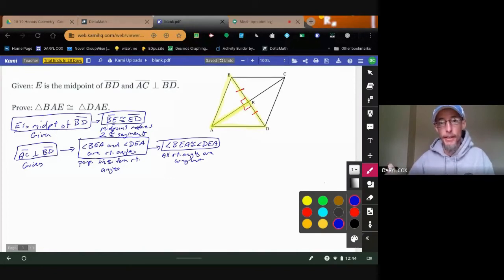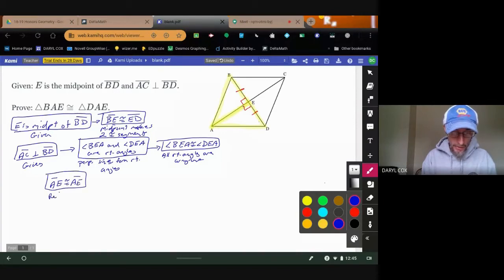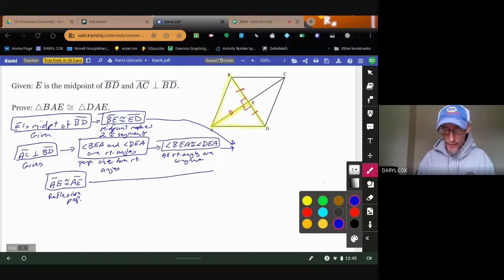All right, so now I need one more piece of information. I've got a side, I've got an angle. I need another piece. Well, I know that both triangles are using side AE. So I've used up all my given, so now I come up with something on my own. AE is congruent to AE by the reflexive property. Okay, so now I've got another side. At this point, I now have two sides and an angle between them. So that brings me, I have a side, an angle, and another side.